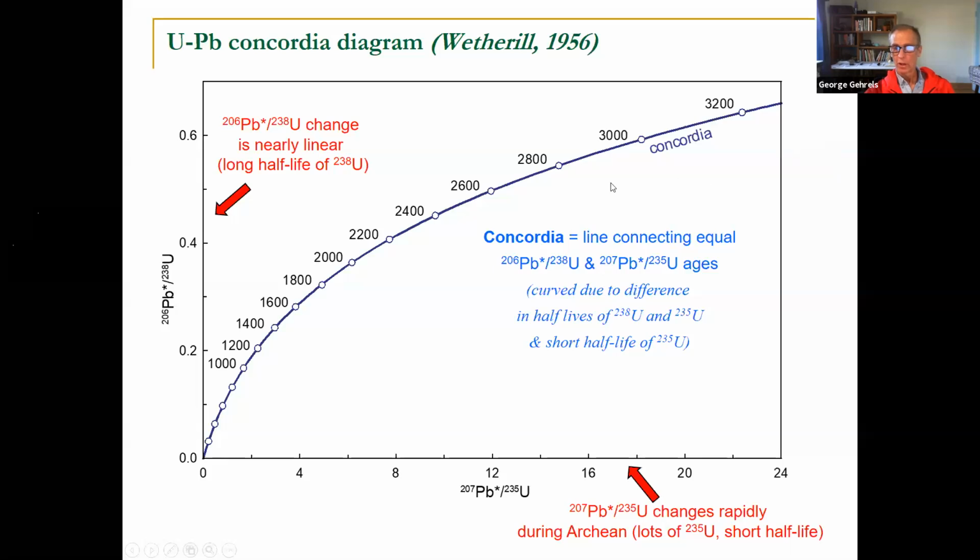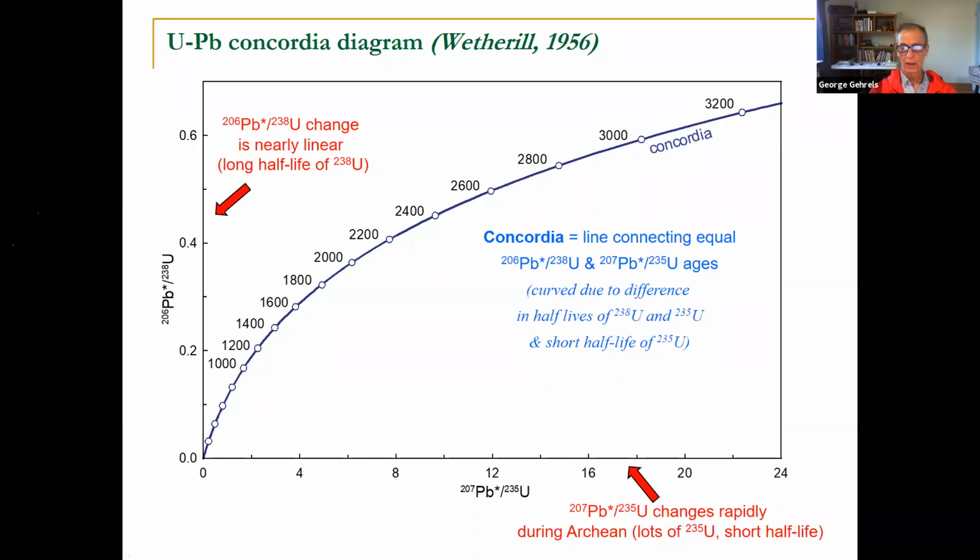Now, the important thing to note on here is look at how the curve expands out here back in the Precambrian, especially in the Hadean. It really gets sensitive to time. It really separates out. And that's because of that really rapid decay of 235. Remember, early in Earth history, lots of 235 decaying rapidly. So this is the powerful part of Concordia for the 207/235 system. The 206/238 system is more powerful down here because there's not very much change in 207/235. Good?